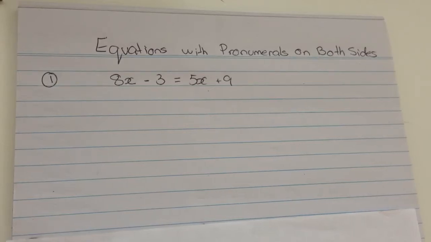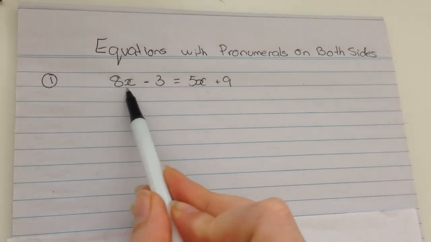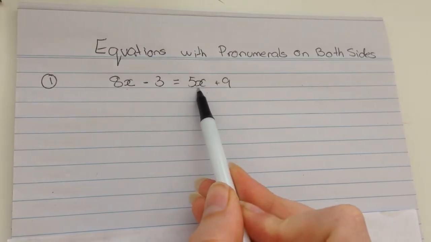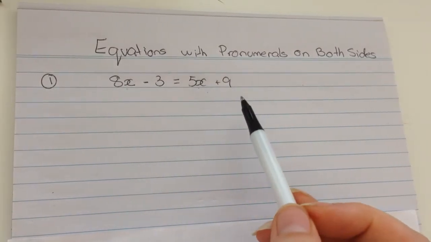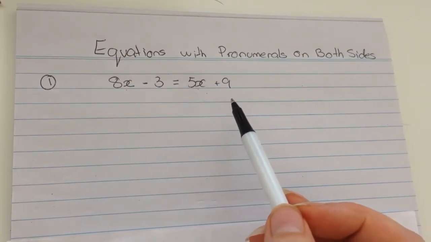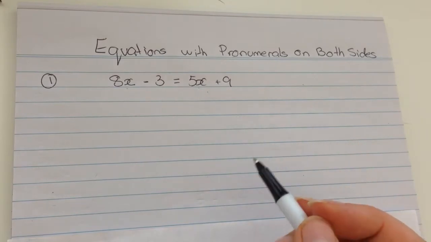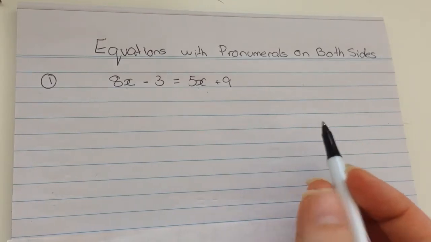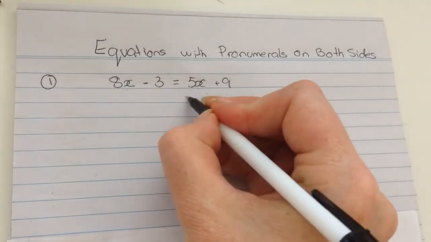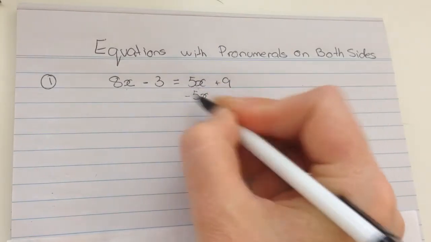This video reviews how to solve equations when you have pronumerals on both sides. So given this first example, the first problem we have to solve is that there is an x on both sides of the equation. To solve that, we're going to get rid of one of the x's. I always move the smallest x because that avoids using negative numbers, which minimises the chance of making a silly mistake. So I'm going to remove the 5x by subtracting 5x on this side of the equation.